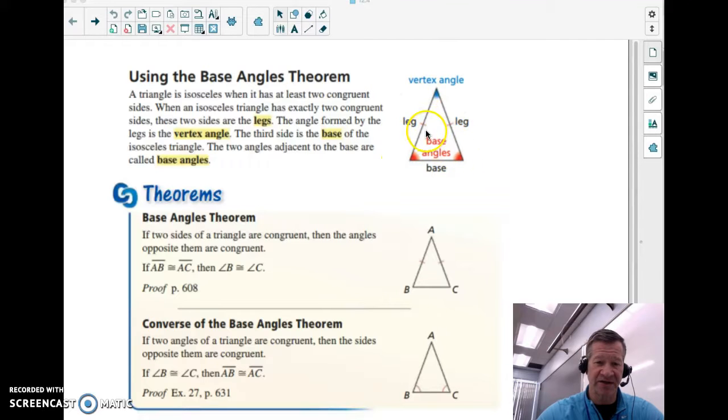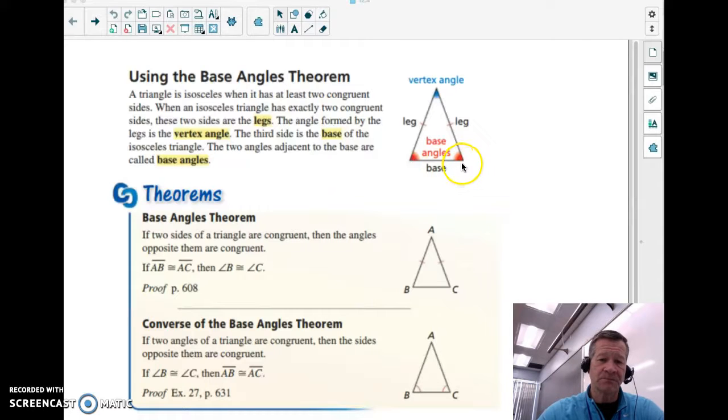We know that already because two of the sides of the triangle are congruent. We call the two congruent sides of an isosceles triangle legs. And the non-congruent side, we call the base. Okay, we don't call it base because it's on the bottom. It won't necessarily always be on the bottom.